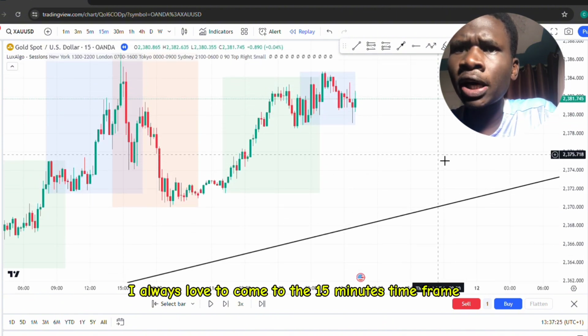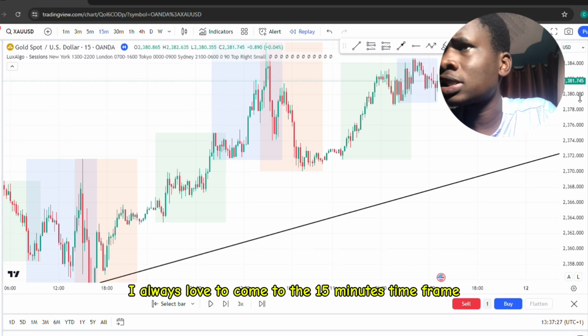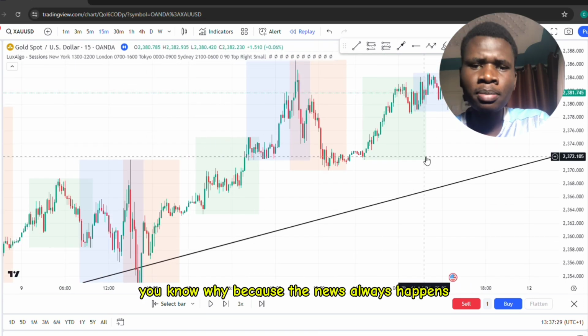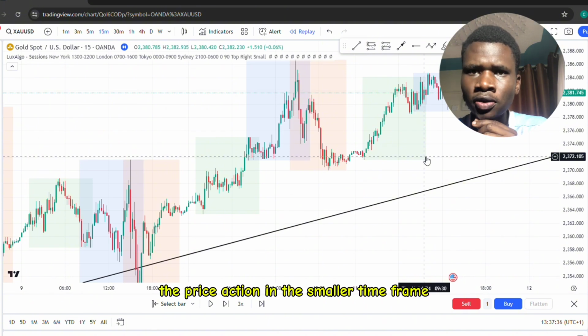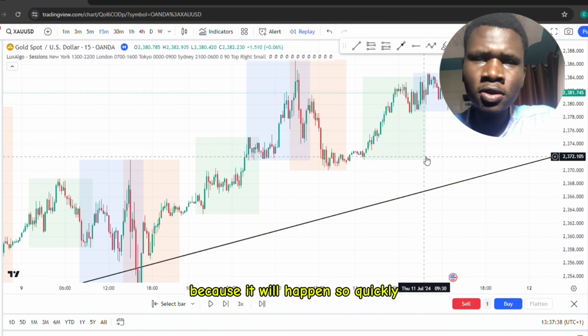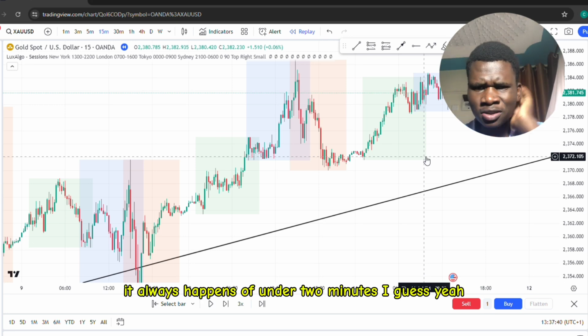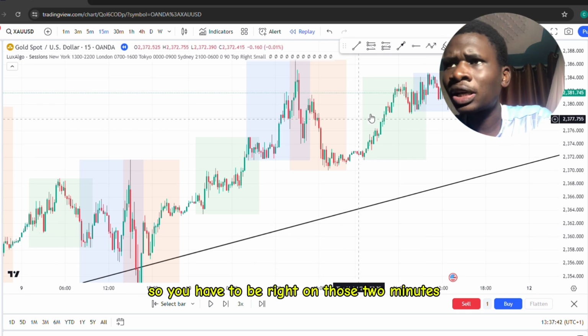So for the news, I always love to come to the 15 minutes time frame. You know why? Because the news always happens so quickly, you have to concentrate a lot on what the smaller time frame is telling you, the price action in the smaller time frame. It always happens under 2 minutes, I guess. So you have to be right on those 2 minutes.